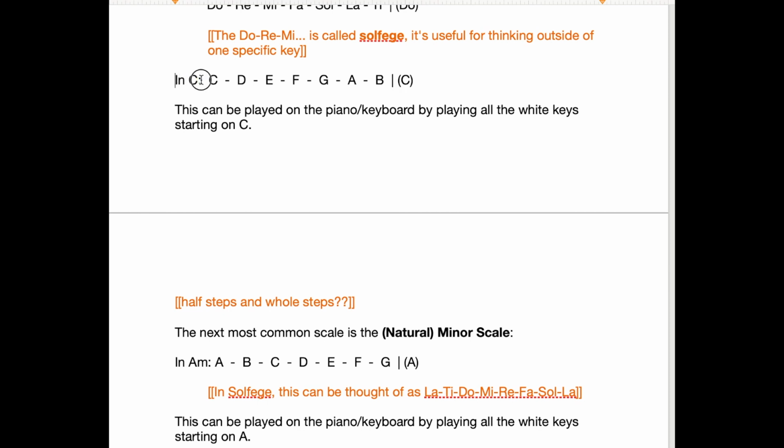So I say this is in C. That means that's short for in C major. Here I say in Am. That means in A minor. So again, same notes. You can see here, major scale, C, D, E, F, G, A, B. But down here, the difference is we start and end on A instead of C. So let's hear that now.